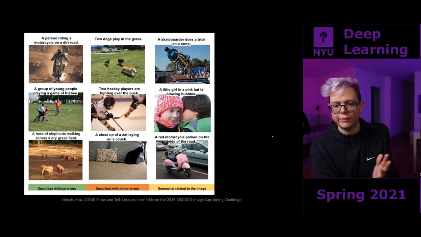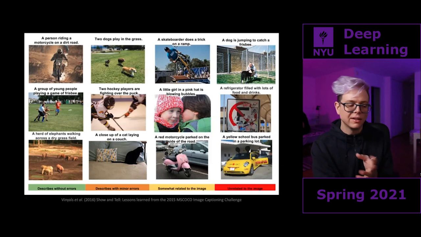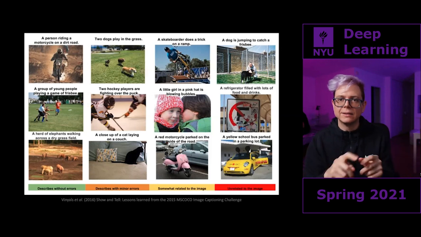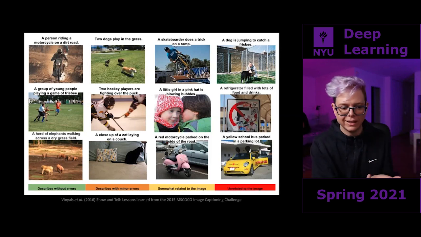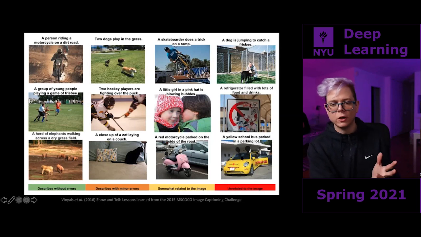Or it can also brutally fail, okay? And then we have a dog is jumping to catch a frisbee. No, it's not jumping, right? So you got the action wrong. Maybe the action may need some video rather than an image, but I can still see a dog flying and I can expect it was jumping. Or a refrigerator filled with lots of food and drinks. Not quite. Or a yellow school bus parked in a parking lot. Again, it got something right, not quite everything, right? So there are some mistakes.